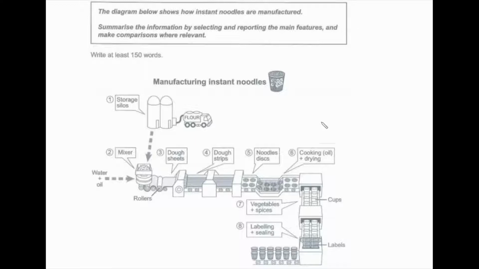So this is a diagram process, and these days diagram and process questions are more common, so we have to first practice them. All right, and moreover they are very easy as compared to the bar charts, the lines and the graphs. Okay, so now what we have to do is summarize the information by selecting and reporting the main features and make comparisons where relevant. Write at least 150 words. Alright, now this is your question.